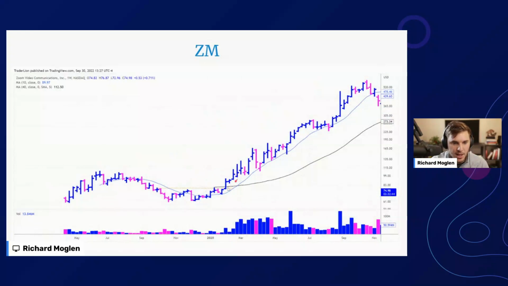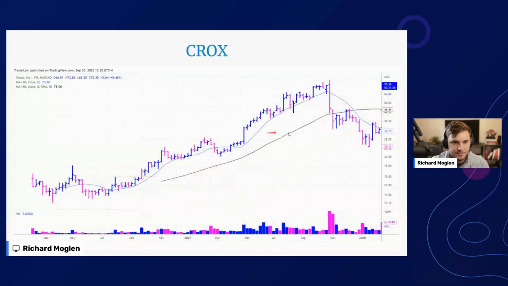Zoom, another popular stock. You can see that the 40-week moving average appeared right here. That's a hint to start watching a stock. Then we get a breakout through this horizontal level on an increase in volume, start a trend above a rising 10 and 40-week moving average, and then ultimately roll over and start a stage 4 downtrend, giving back a lot of these 2020 gains.